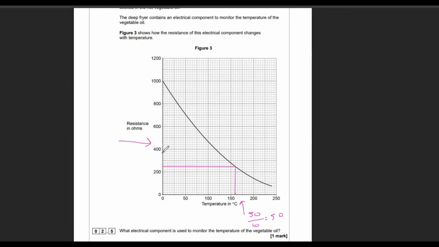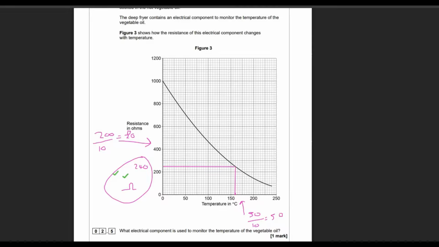So what are these? We've got 200 divided by 10. So there's 10 baby squares, so each square is worth 20. So that is going to be 240. And it's resistance, so it's ohms. That is our answer for 2 marks.